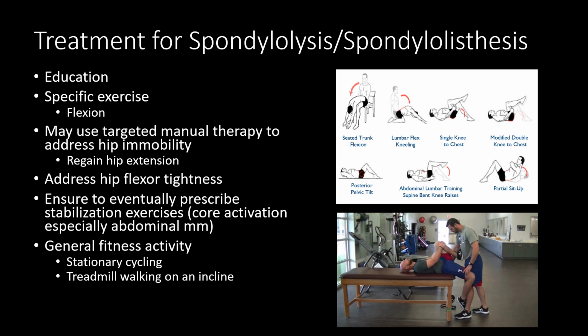Core stabilization focusing on the program we spoke about previously. We're going to activate transverse abdominis and then make sure that we get the erector spinae musculature going as well. And then we can get these folks into a general fitness program as well. Stationary cycling is usually tolerated quite nicely by these individuals.